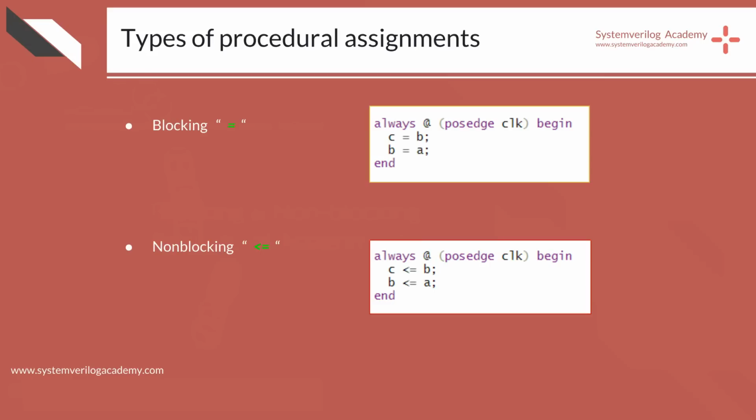Blocking and non-blocking assignments are represented using these symbols. A simple equals sign represents a blocking assignment, and a less than equals symbol represents a non-blocking assignment. Here the first always block uses blocking assignments and the second one uses non-blocking.